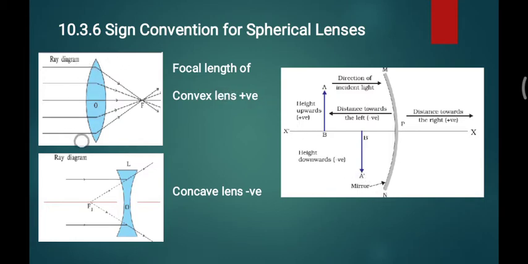If you have a convex lens and the rays are falling, they meet on the other side of the lens. So this is your focal length, and it is to the right of the pole. So the focal length of the convex lens is positive. Why positive? Because it is on the right-hand side of the optical center, as you can see.